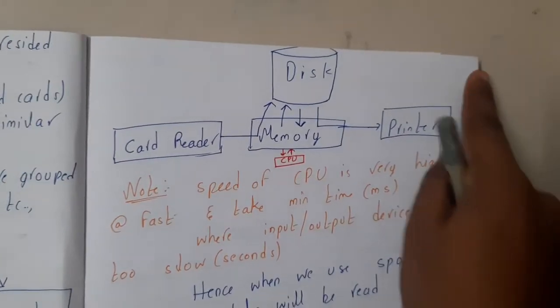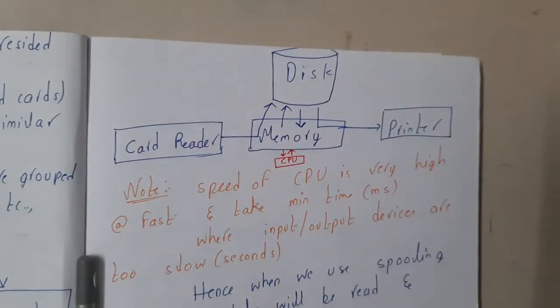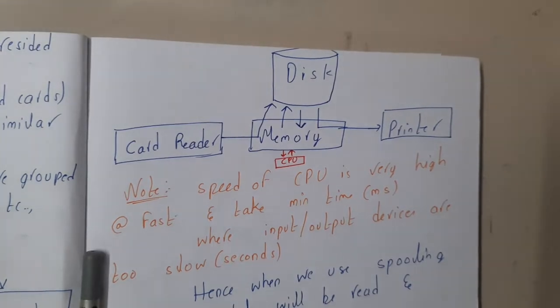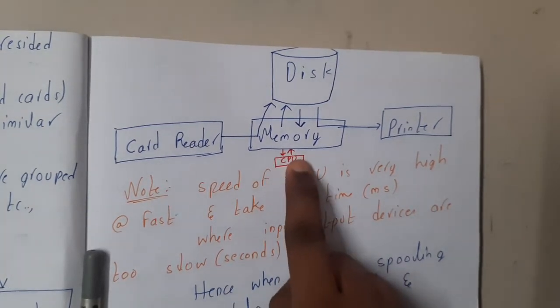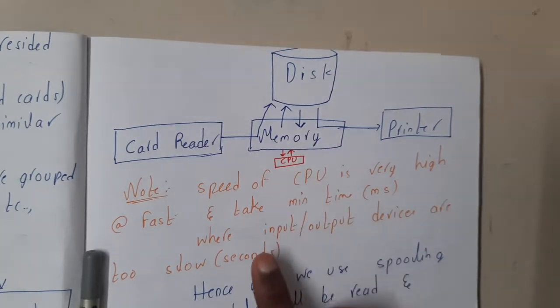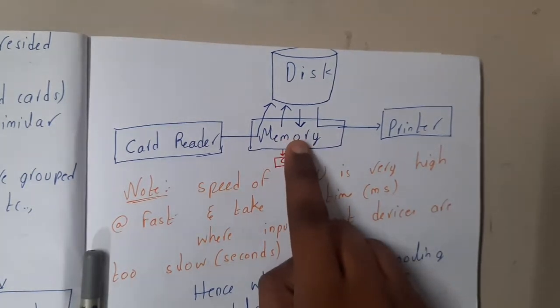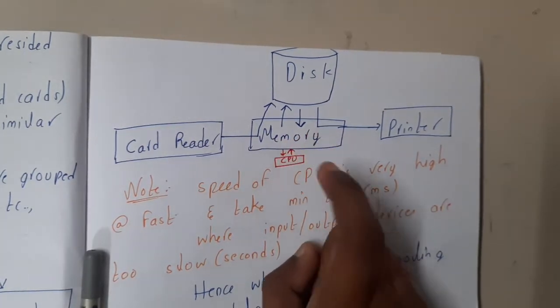So here is a small structure of our spooling, guys. Basically here we are going to have a CPU and we are going to have memory, guys. This memory is the one that will take care of everything, guys.